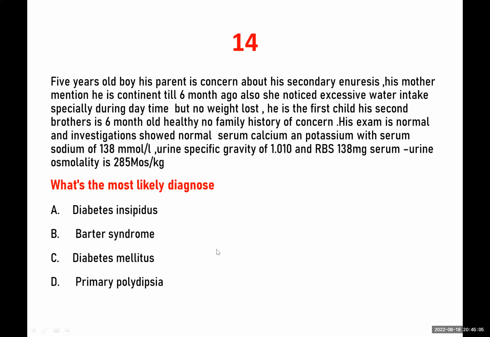Why do we measure the serum calcium and potassium? Because, as you know, hypercalcemia and hypokalemia are differential diagnoses of polyuria. Serum sodium is normal. Urine specific gravity is 110, and the RBS is normal because the differential diagnosis is whether he has diabetes or not. And urine and serum osmolarity are normal. So most likely you are dealing with primary polydipsia. You have to consider this differential diagnosis in your mind.